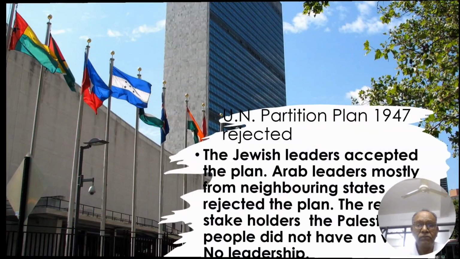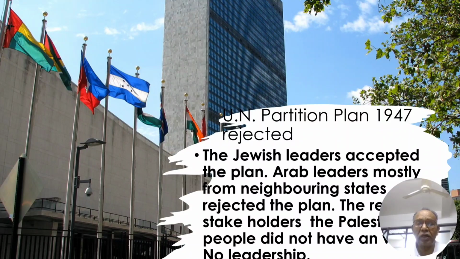The UN Partition Plan of 1947 was rejected. The Jewish leaders accepted the plan. Arab leaders, mostly from neighboring states, rejected the plan. The real stakeholders, the Palestinians, did not have a voice. They did not have any leadership.